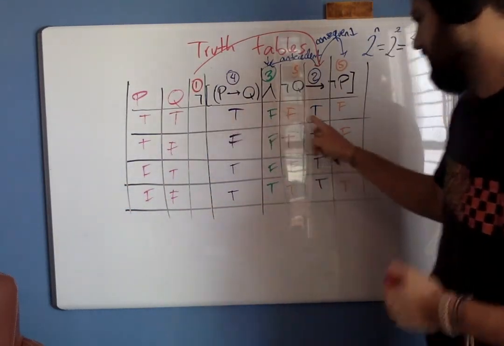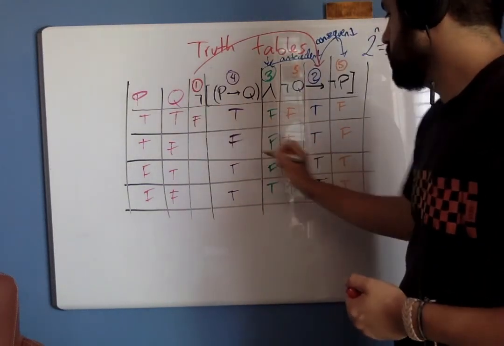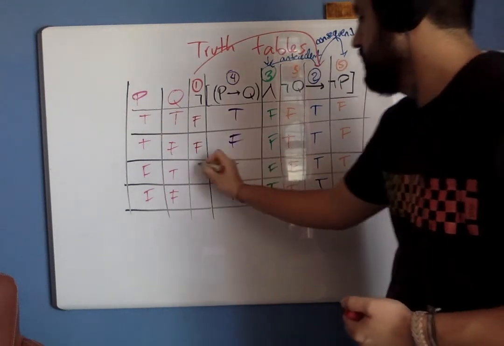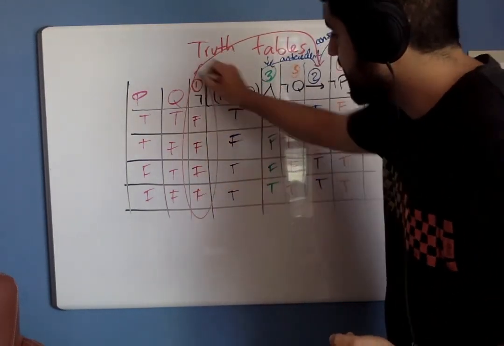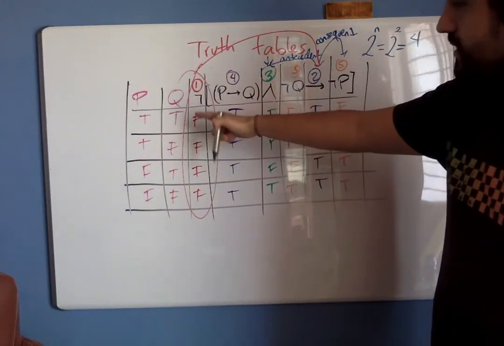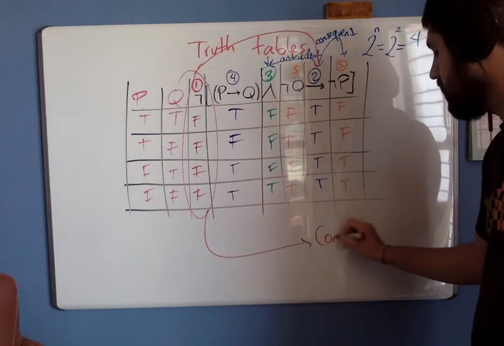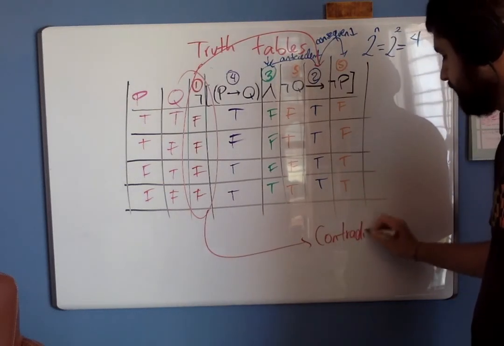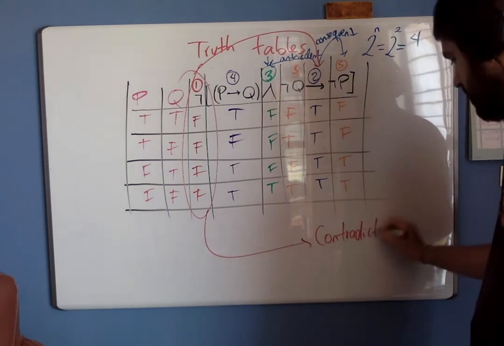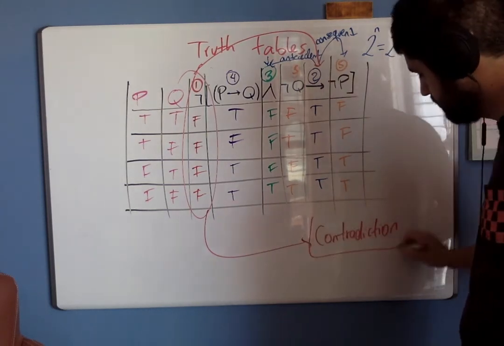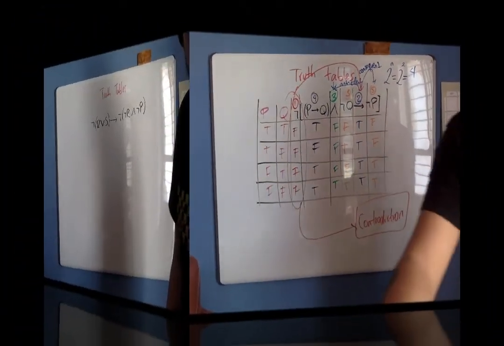So, true, this is going to be false. True, false, true, false, true, false. So our last column is the negation, which is false, false, false, false, and we say that this is known as a contradiction. And we have already solved the truth table.